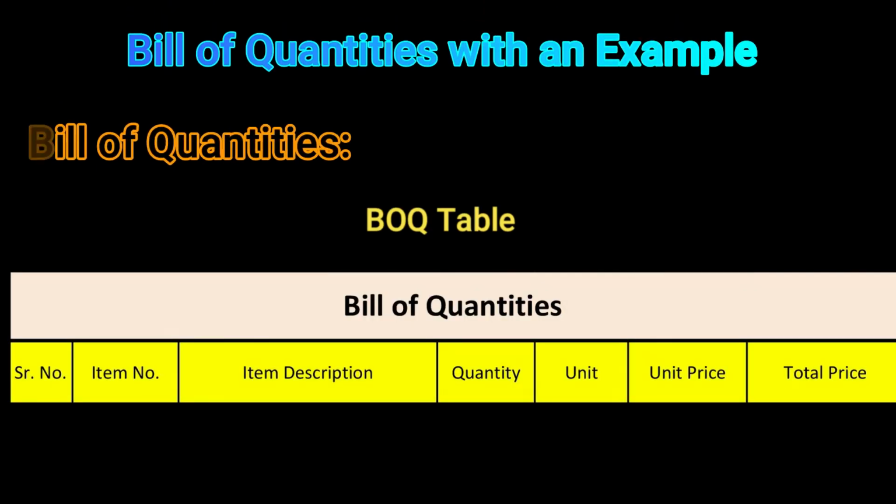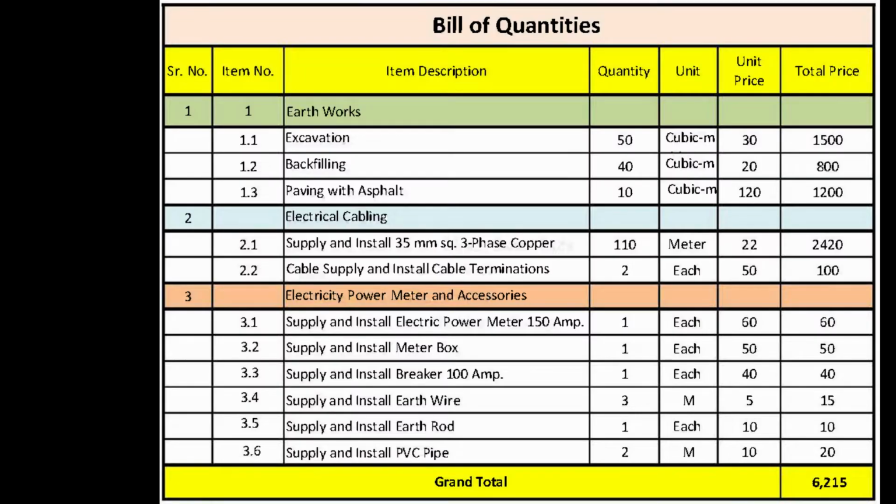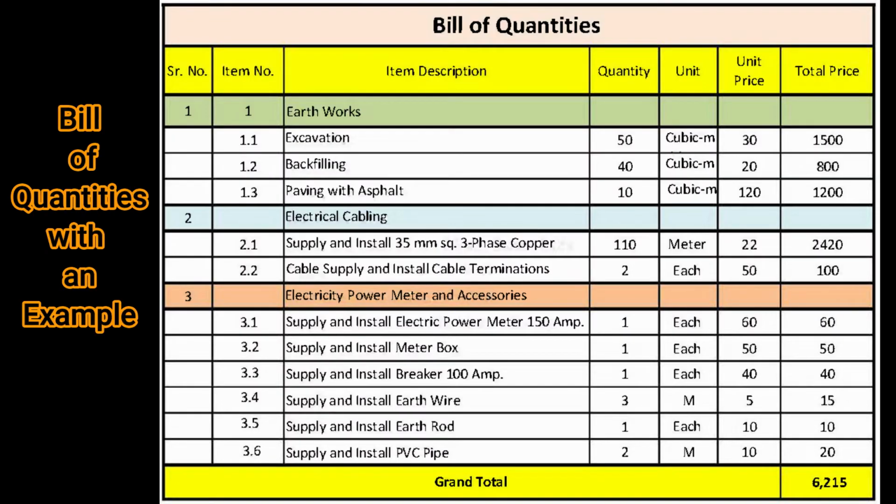Let's start to prepare the bill of quantities for this project. The table is shown here. From the left side it's first serial number, then item number, then item description, then quantity, unit, unit rate and then total price. The bill of quantities for the explained project is shown here. We will discuss this BOQ item by item.